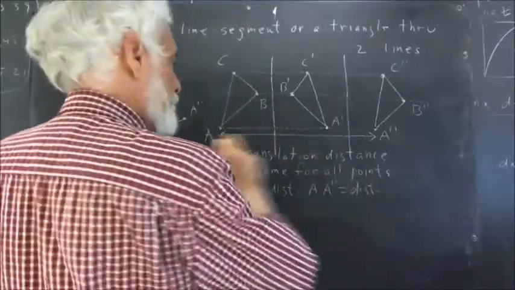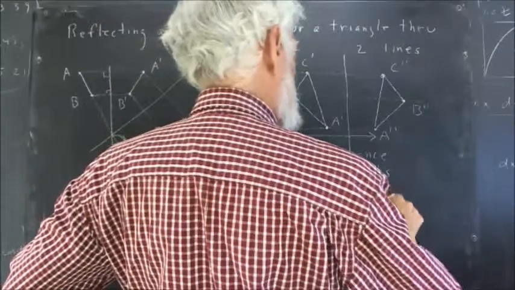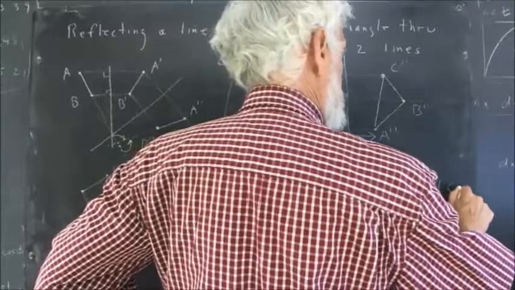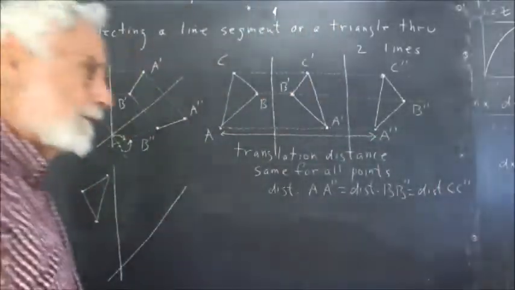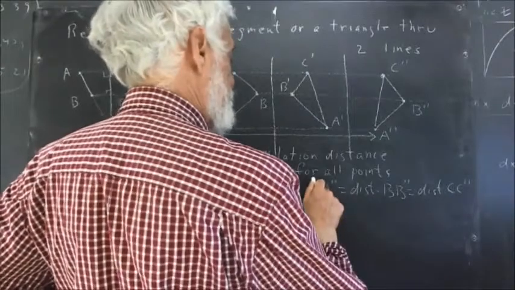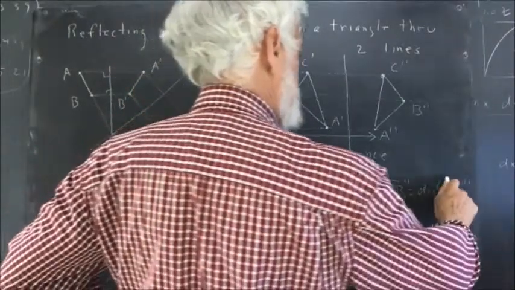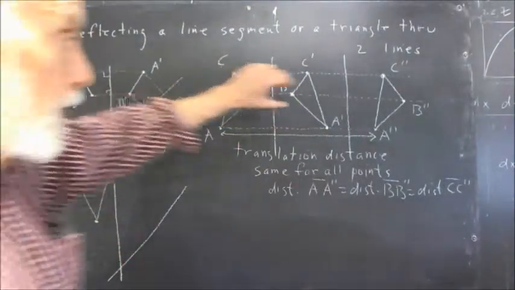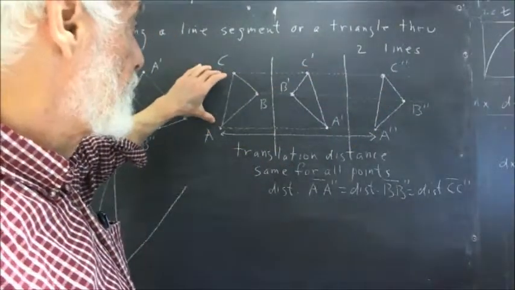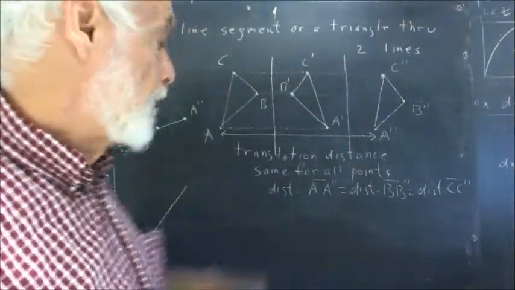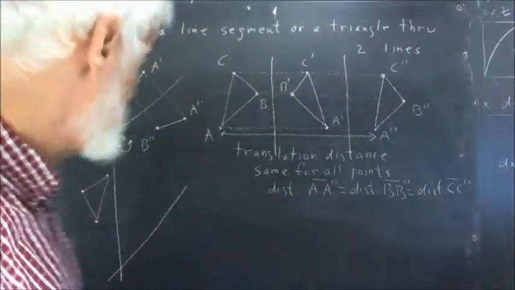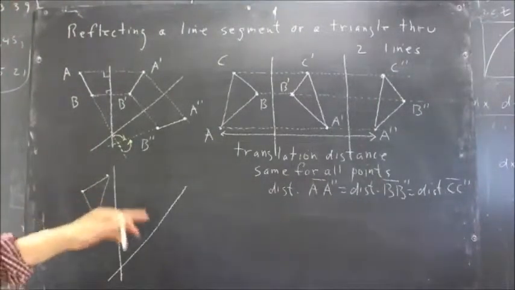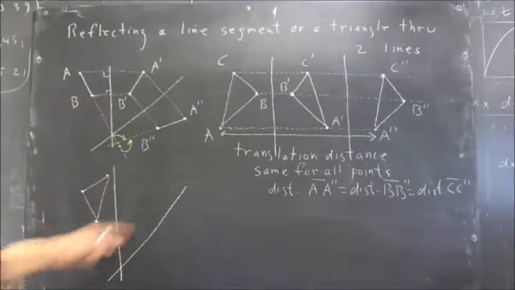The distance from A to A double prime is the same distance from B to B double prime, and that's the same as the distance from C to C double prime. Length of the segment, we'll just call those segments. Okay? So those distances are all equal, and everything is equal. So it's like we just took this triangle and scooted it over in this direction, let it glide over in this direction.